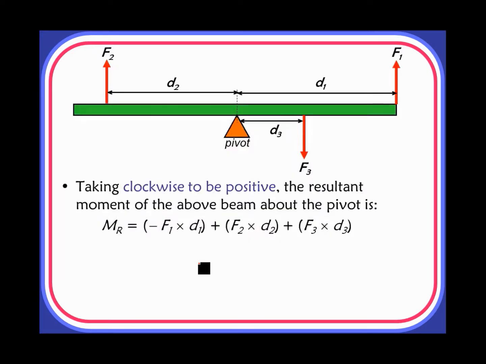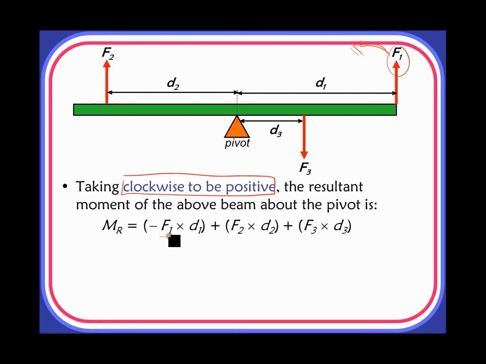Now let's take a look at the bin whereby there are three forces acting on it, F1, F2 and F3. Moment is a vector, so we need to take a sign convention. You can start by taking clockwise to be positive. Then the resultant moment about the pivot will be given by, let's start with F1. This force F1 will cause the bin to turn this way, that is in the anti-clockwise direction.